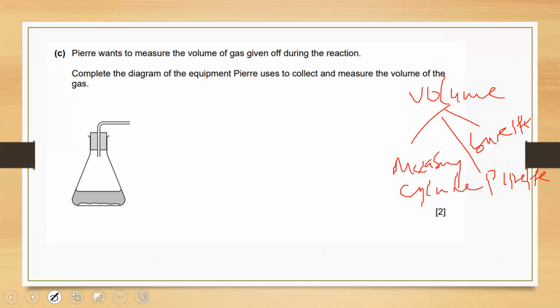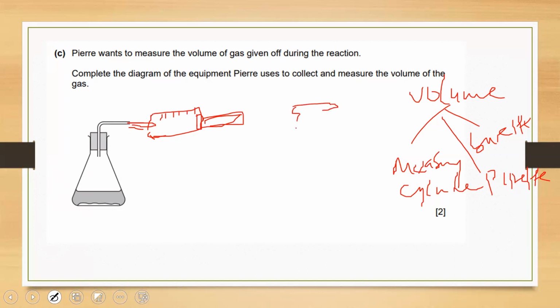So two things are possible here. Either I use a syringe, which is the easiest one. I can just draw a syringe here and have a plunger inside. So, a graduated syringe. You can draw better than I do. So I could use this. And I could also do a sketch of a delivery tube and have an inverted measuring cylinder. Something like this.